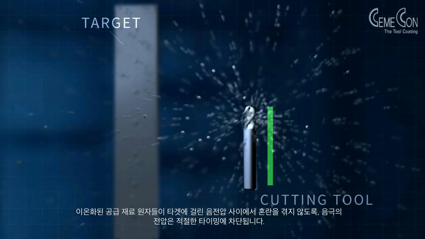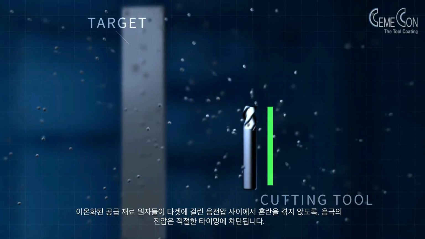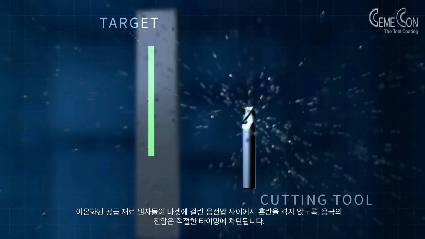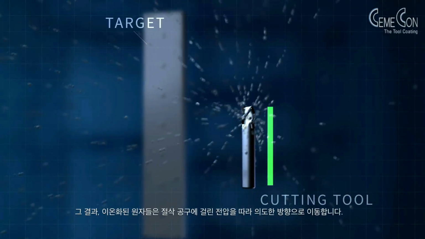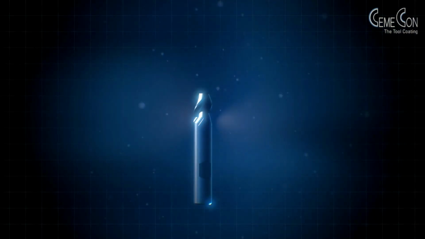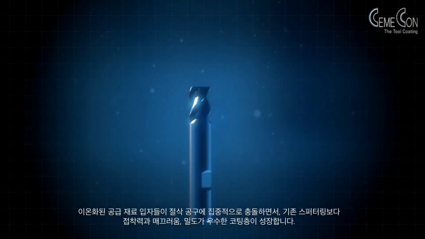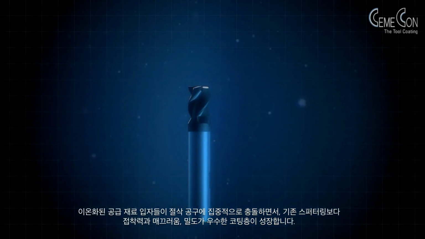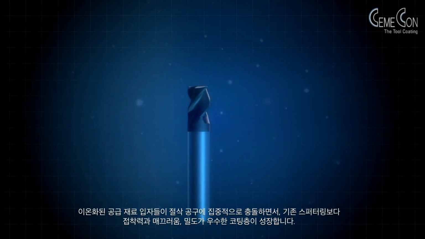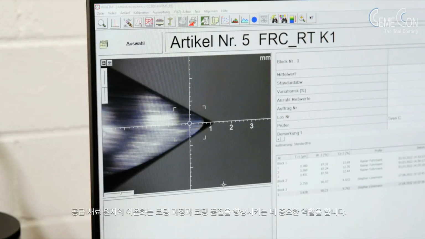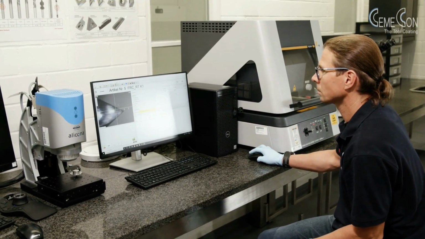The voltage on the cathode is switched off at the right time so that the ionized donor material atoms do not have to decide between the negative voltage on the target and that on the cutting tool and move toward the tool as intended. The ionized donor material particles now bombard the cutting tool and layers grow which are more adhesive, smoother and denser than those made with conventional sputtering. Ionizing the donor material atoms thus has a positive effect on the coating process and on the coating quality.